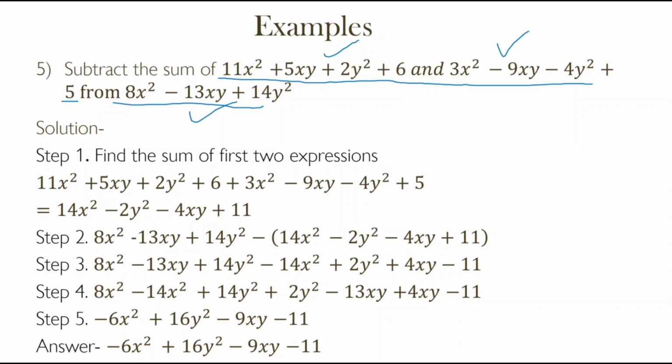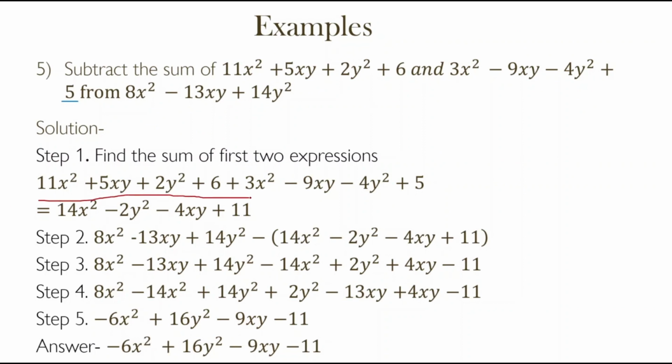Are you getting it? I'm repeating, they are saying subtract the sum of the first two, this one and this one, from this. So first we'll find the sum of the first two expressions. Whatever we get as the answer, we'll subtract that from this one. Let's see how we will do that. So writing the first two algebraic expressions together, 11x square plus 5xy plus 2y square plus 6 plus 3x square minus 9xy minus 4y square plus 5. Why did I write plus? Because they are saying sum. So we need to find the sum of these two.